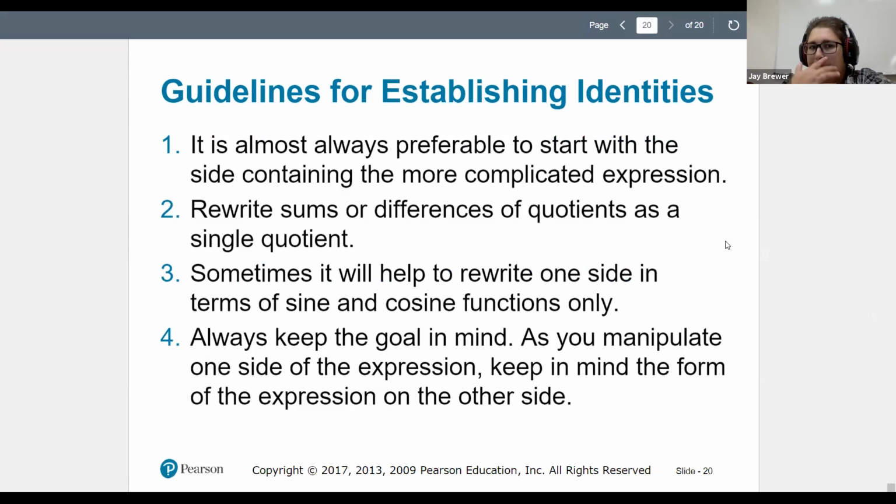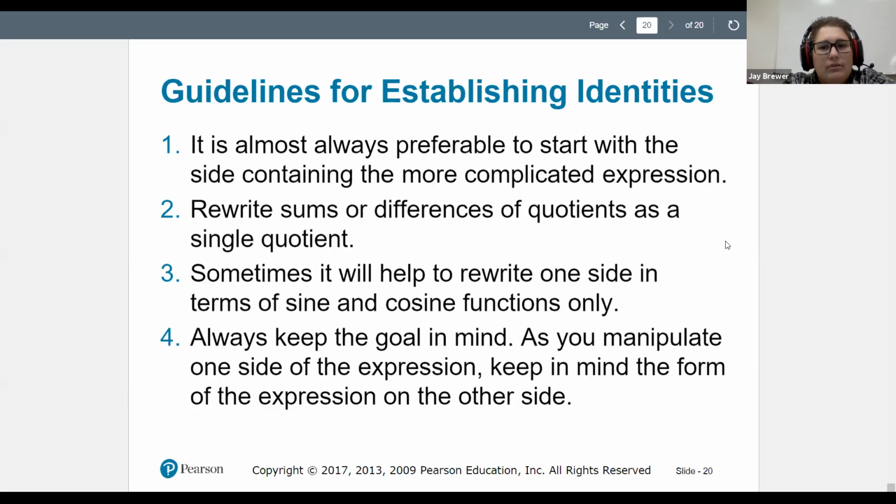I would definitely write this down. Guidelines for establishing identities. It is almost always preferable to start with the side containing the more complicated expression. Why do you think that makes sense? If you have more things to work with, it's just like in factoring. Why would you start with the side that's been completely factored if you're trying to prove a statement, right? You're not always going to shove things in and it's going to be the correct guess. But if you're taking things away, you know what to take away, okay?